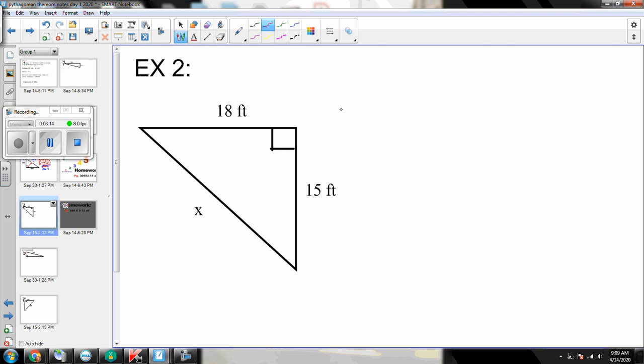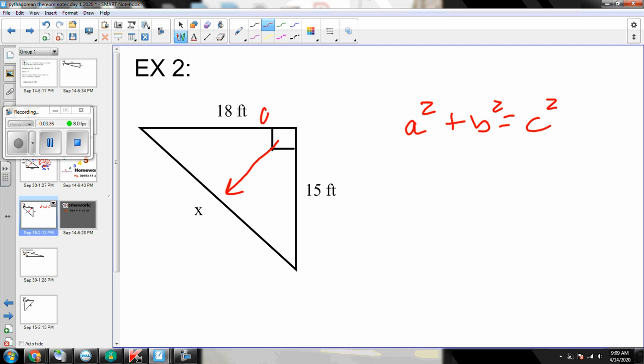All right, on example 2, here's my right angle. If I go opposite my right angle, the longest side is x, which is called the hypotenuse. So I'm trying to find the hypotenuse again. I start by writing a squared plus b squared equals c squared. I write the Pythagorean theorem. Then I plug in what I know.